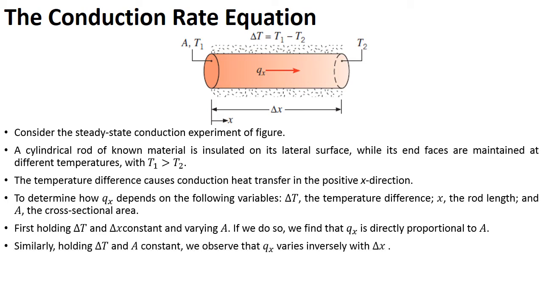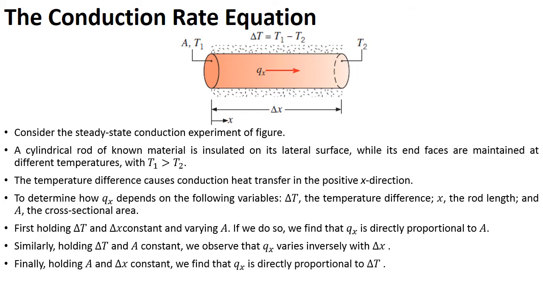Now we are going to keep the temperature difference and area constant, and we are going to vary the length of the rod. As the length of the rod is increased, we will find that heat transfer decreases. It means that heat transfer is inversely proportional to the length of the rod.